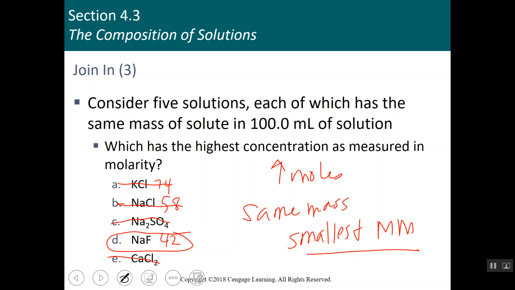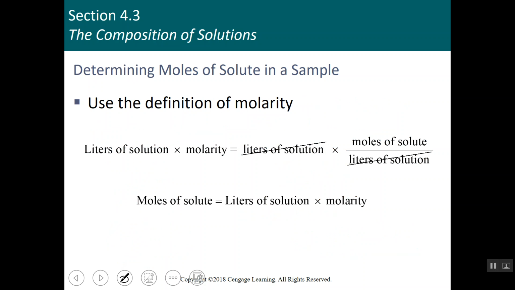And I can almost guarantee you questions like this are going to pop up on the test. So just reason through them conceptually. All you got to do is figure out the molar mass. You don't have to do several calculations.